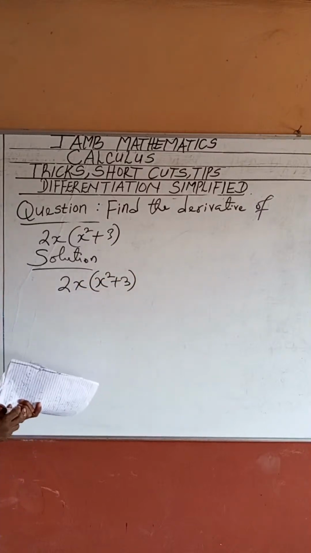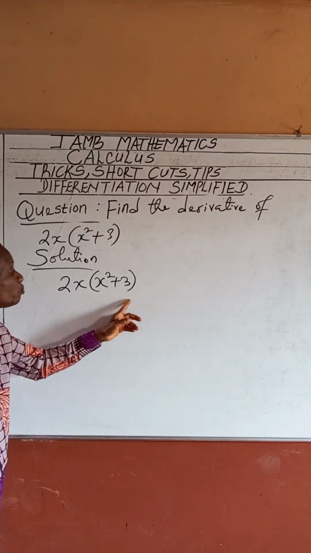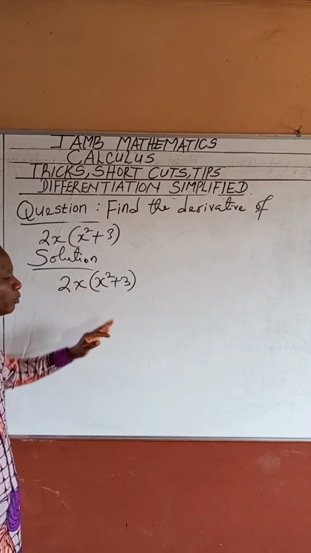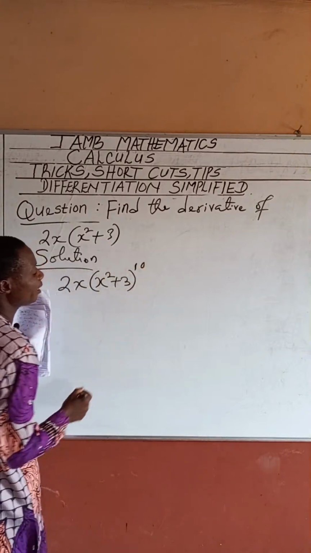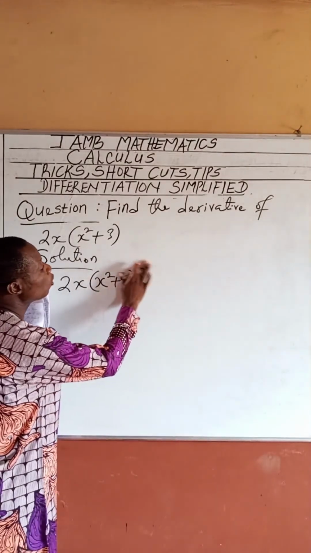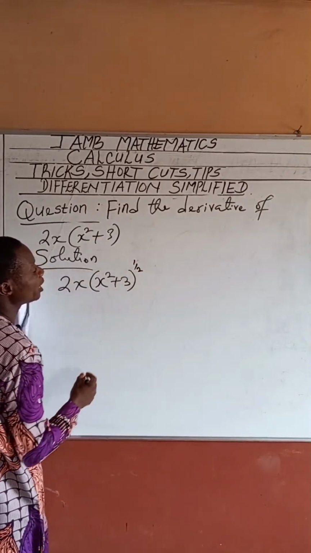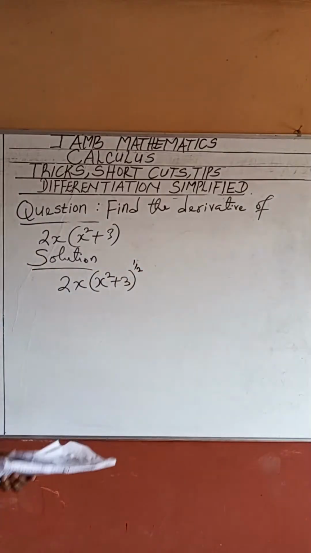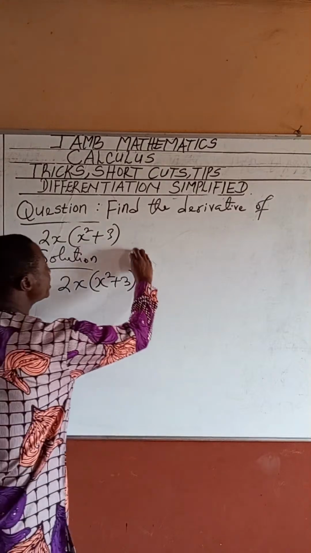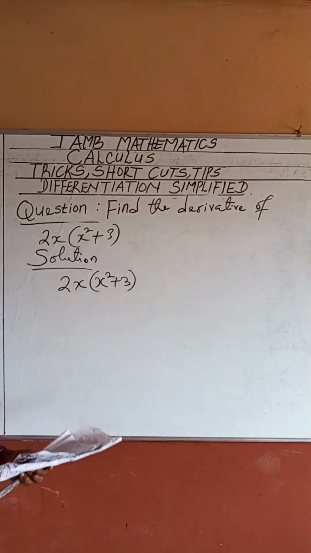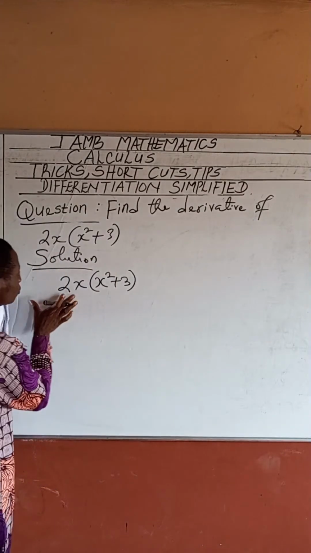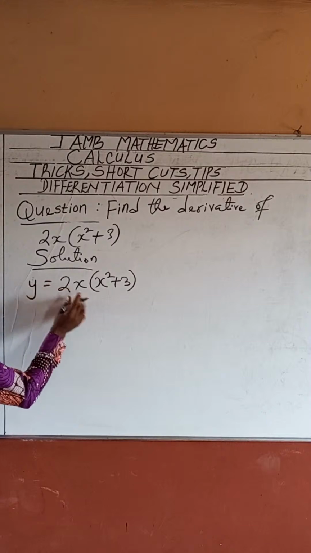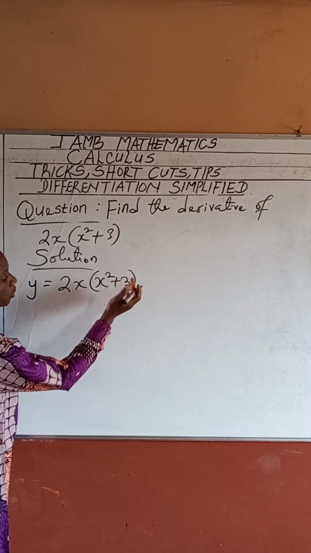Some person will say, let's use the product rule. We don't need any product rule. We don't have large numbers or fractions here, so we cannot be burdening ourselves and wasting our time using any of those rules, quotient rule or product rule. No, just come here and write y equals this. It means that y is equal to 2x open bracket x squared plus 3.